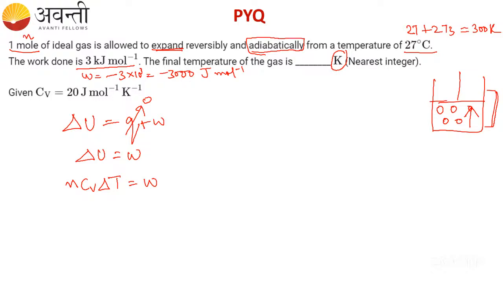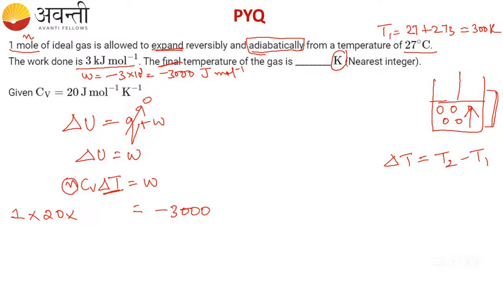W value is given, which is minus 3000 joule per mole, and the number of moles, n value, is also given as 1, and CV value is also given as 20 joule per mole, and temperature delta T. What is delta T? It is T2 minus T1, right? The initial temperature T1 is given here. We are asked to find the final temperature, the T2 value. So in place of delta T, I have to substitute T2 minus T1, which is 300 Kelvin.